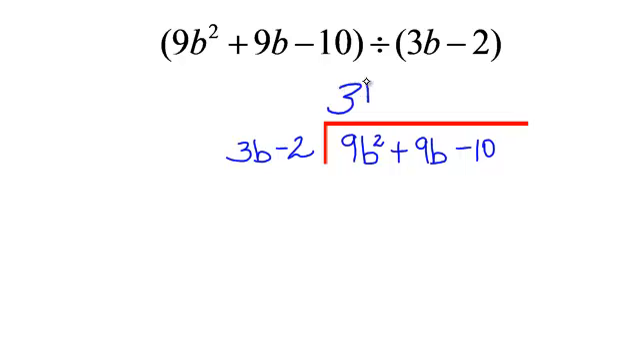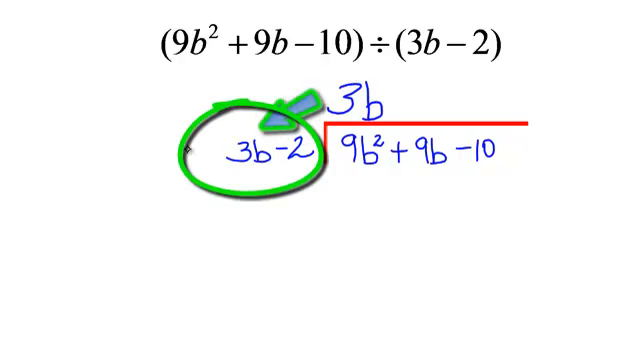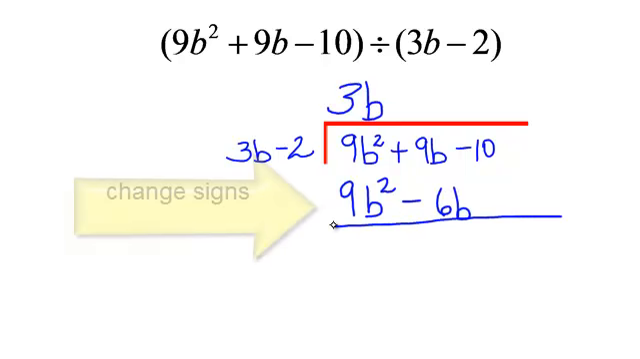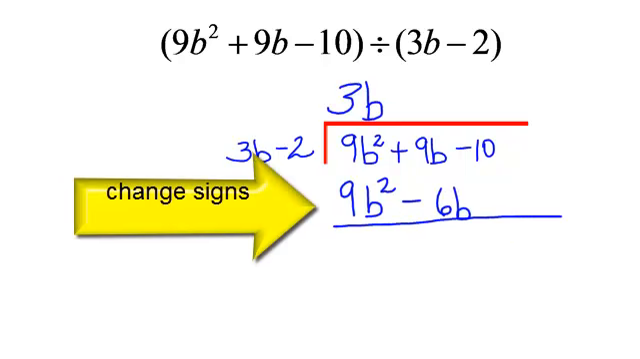It will go 3b. Now, just like in elementary school when you're doing long division, you have to take this 3b and multiply it times this binomial, times the things outside the house. 3b times 3b is 9b squared. 3b times a negative 2 is a negative 6b. Draw your line. We are supposed to subtract.